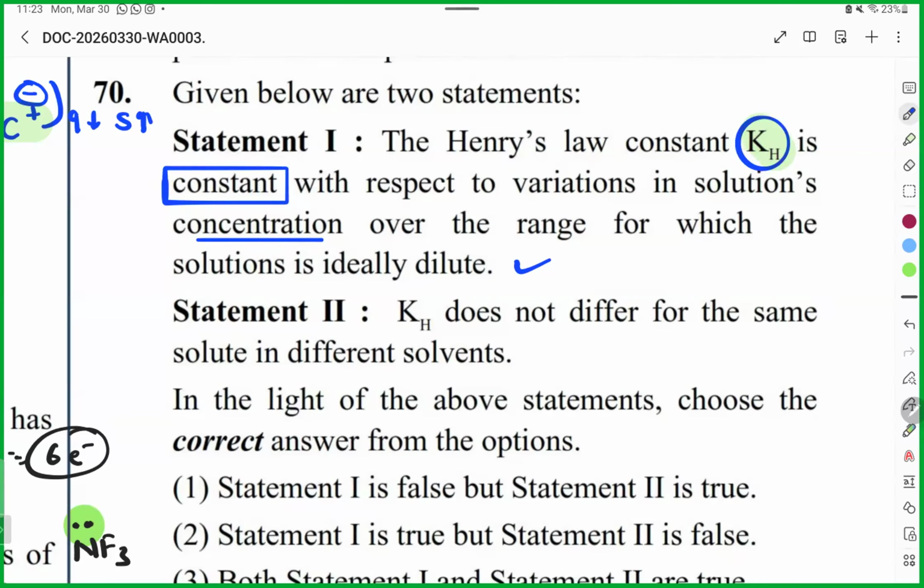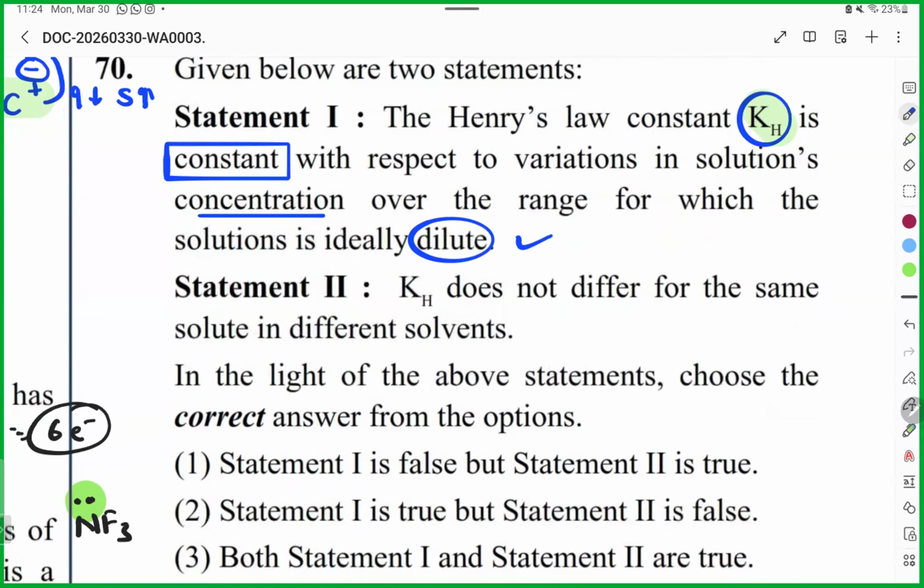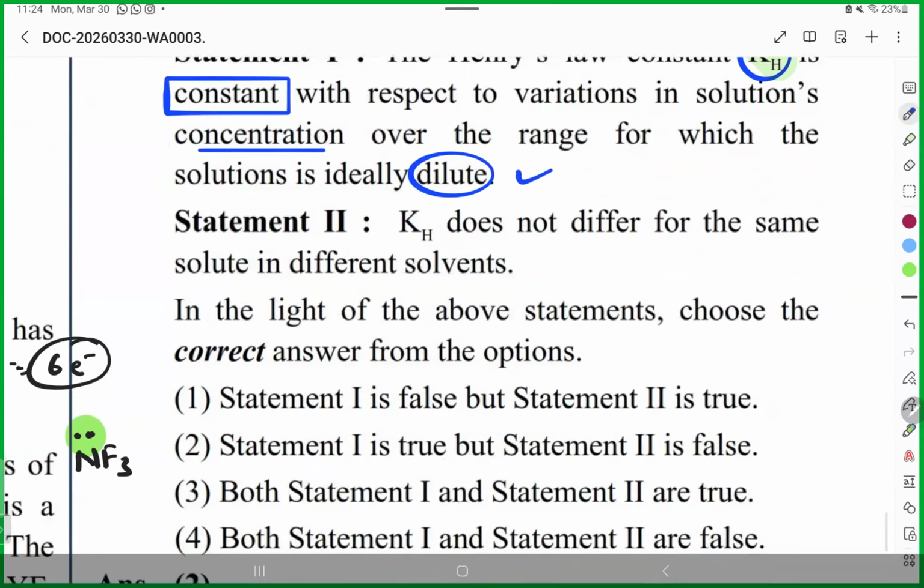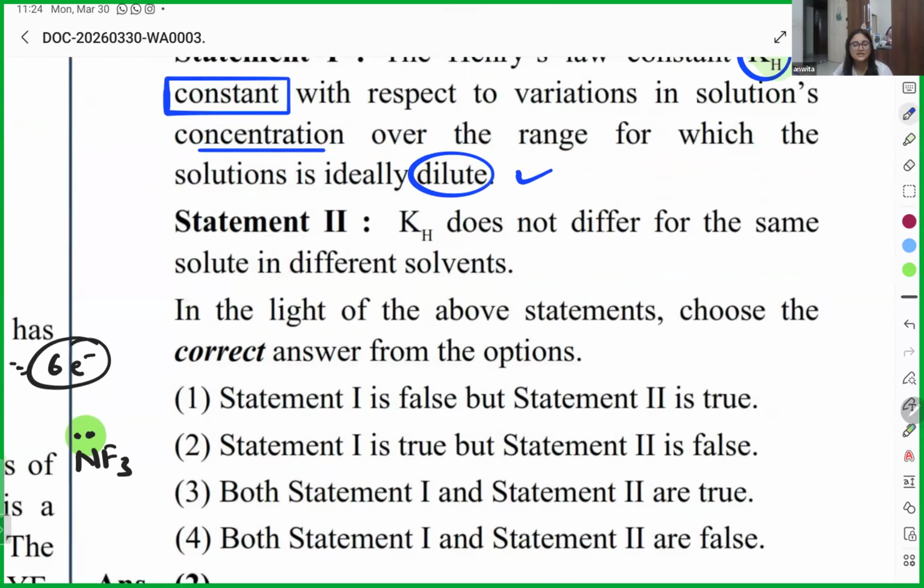Yes, sir. And it is applied to dilute solutions. Right. Now the second one is wrong, right? Second: KH does not differ for the same solute in different solvents. No, it will differ. In different solvents, it will be different. So it is wrong. Second one is wrong. Answer will be good.